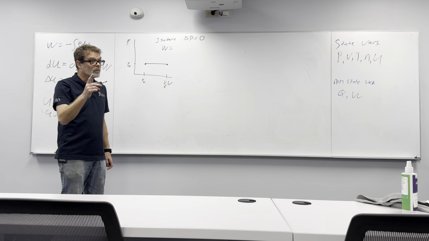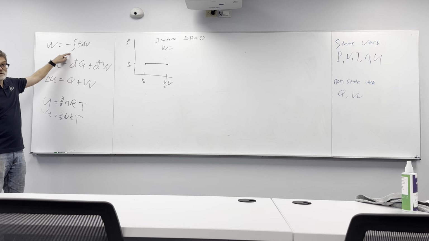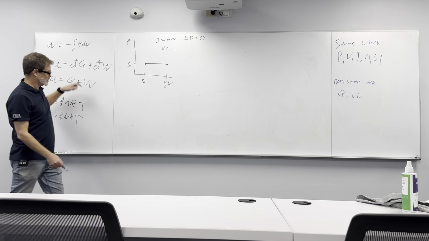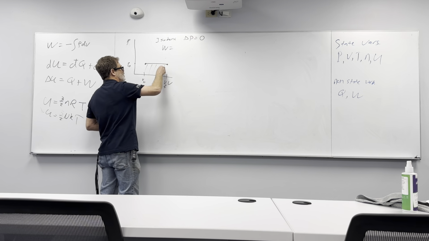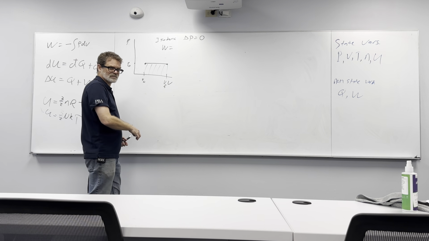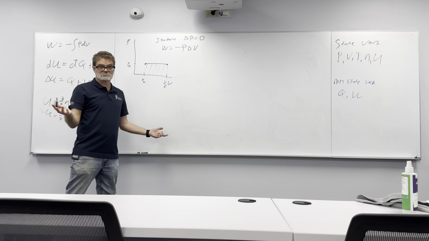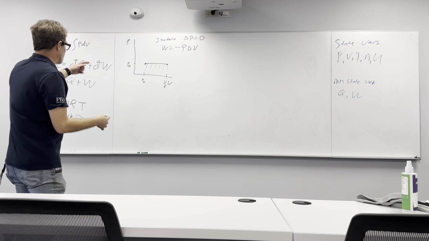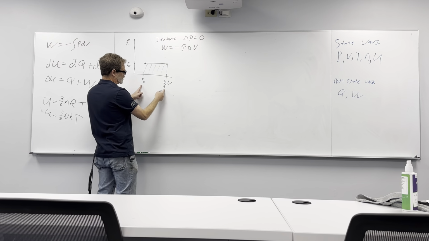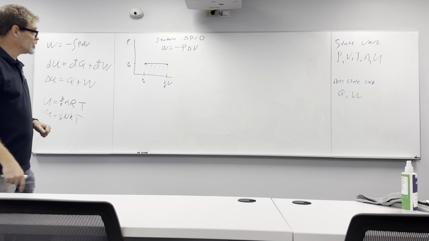How do I calculate work? Negative P times V final minus V initial. If you think in terms of calculus, it's just the area. That's a rectangle. So the work is minus P delta V. That makes sense? You with me, Matthew? P is the height. Delta V, final minus initial, is the width. That's the work. Okay.